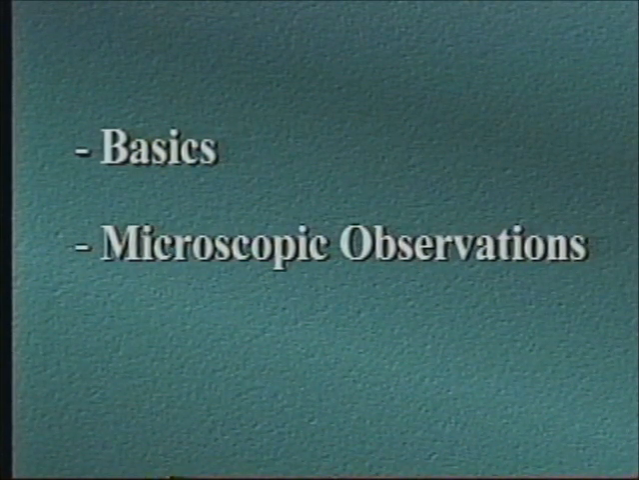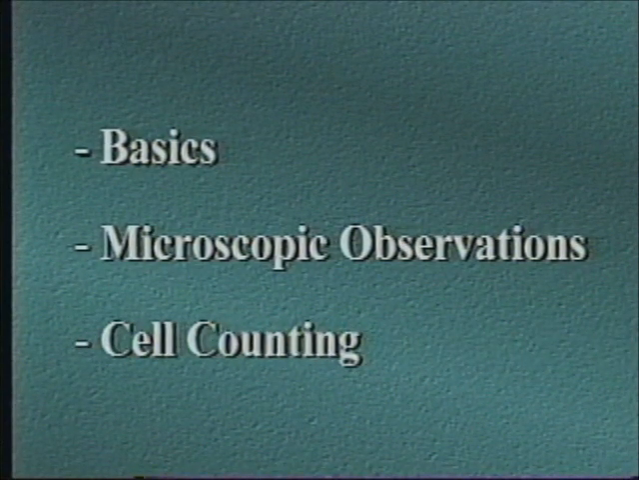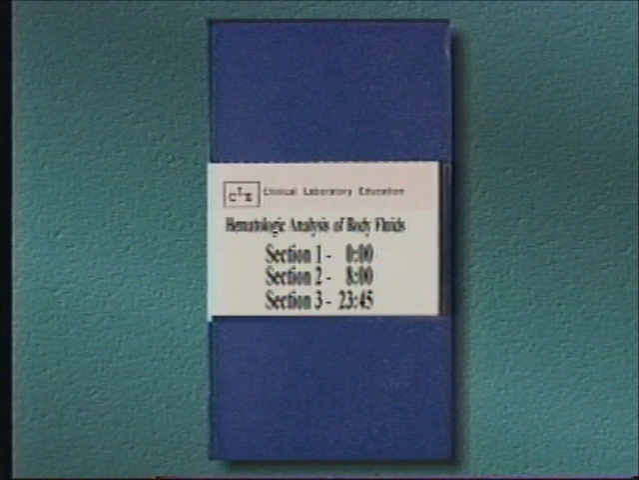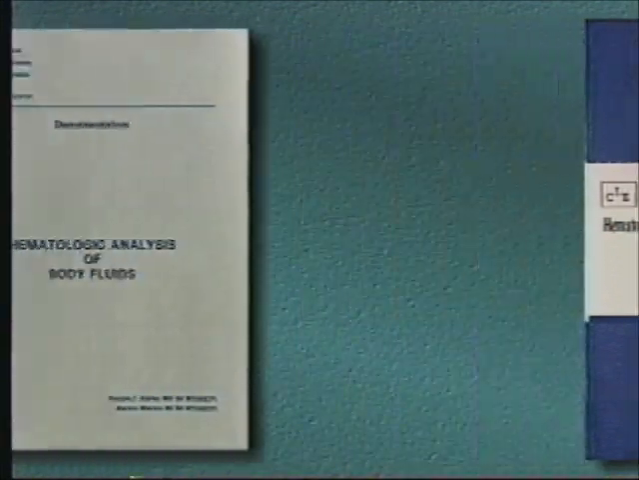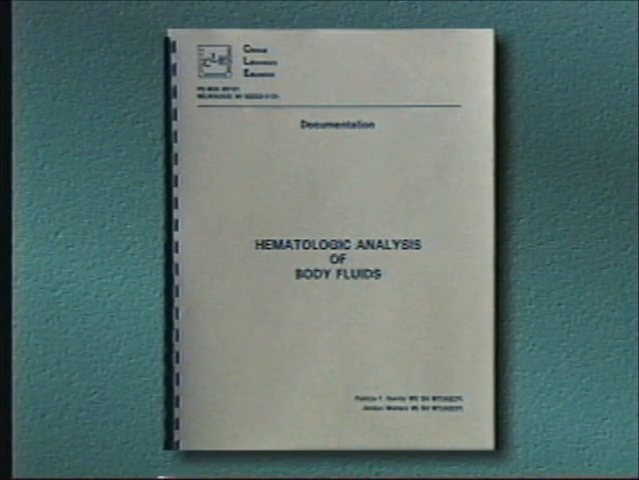Jerry and I will cover the material for this video presentation in 3 sections. The first section will cover the basics, the second will be on microscopic observations, and the third will be on cell counting. You will note on the video cassette case the times for each section are listed, so if you choose to skip ahead or review the material a second time, you'll easily be able to find the topic you're interested in. A handout has been supplied with this video. We will refer to it frequently, so you may want to have it handy as you view this tape.